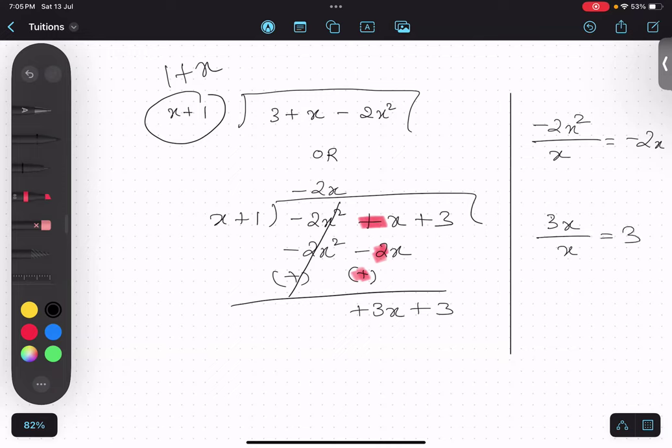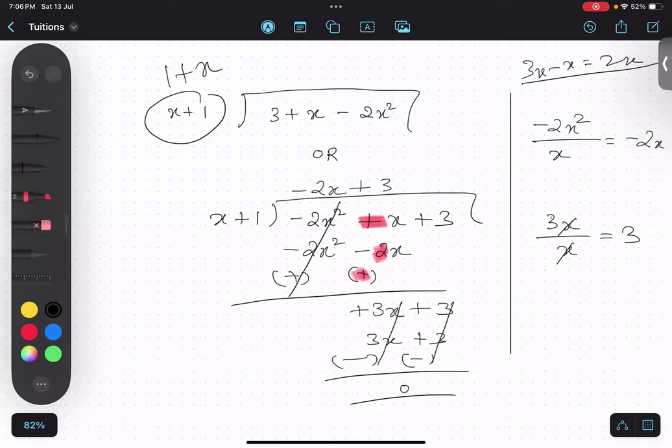Again, follow the same procedure. 3x by x is 3. It's division. Plus 3. It's not a subtraction. 3x minus x is 2x. Okay. Now we'll multiply this term and this term. So x into 3 is 3x. 1 into 3 is 3. Minus, minus, cancel, cancel. So this is my final answer. Understood? Yes, sir.